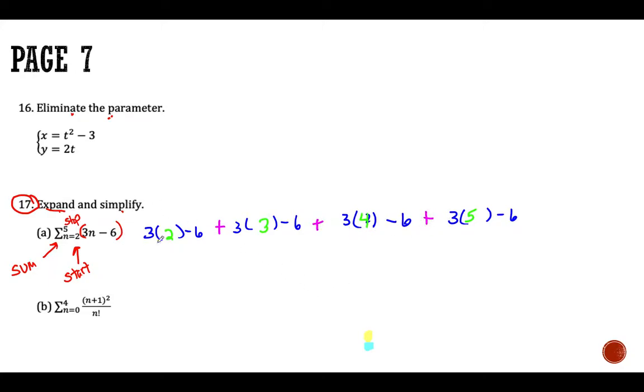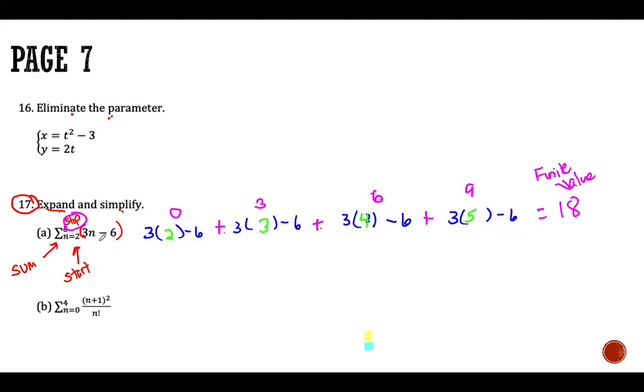Okay, so 6 minus 6 is 0. 9 minus 6 is 3, 12 minus 6 is 6, 15 minus 6 is 9. So adding 0 plus 3 is 3, 3 plus 6 is 9, 9 plus 9 is 18, right? The total sum is 18. This is a finite value, and that's because you are stopping at a finite number. So maybe that was the purpose of this one.